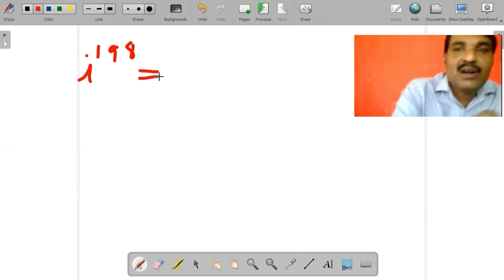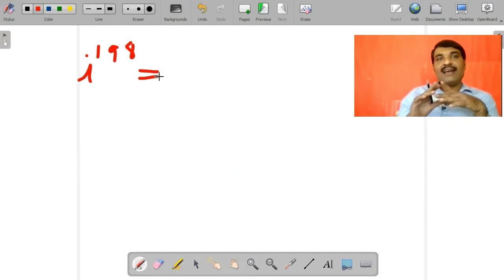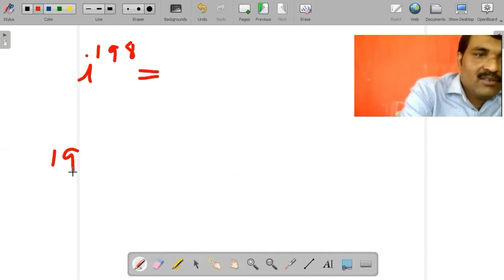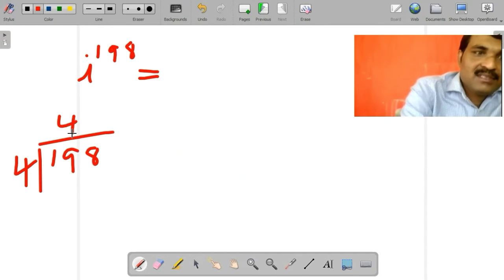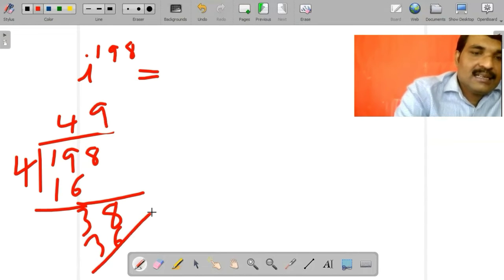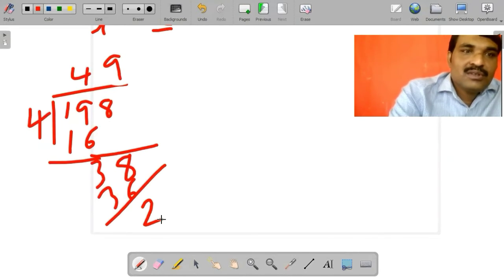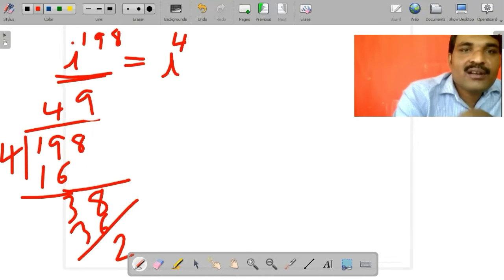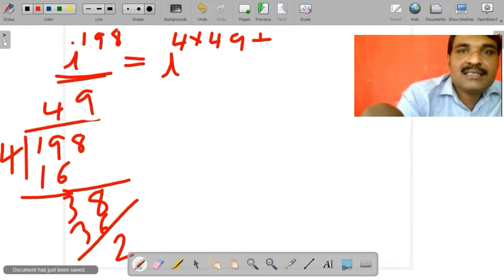Now iota raised to 198. What is the value? How many times is 198 divisible by 4? So we divide 198 by 4. 4 times 4 is 16. In 38, how many times? 9 times, that is 36. And the remainder is 2. Iota raised to 198 is equal to iota raised to 4 multiplied by 49 plus 2.